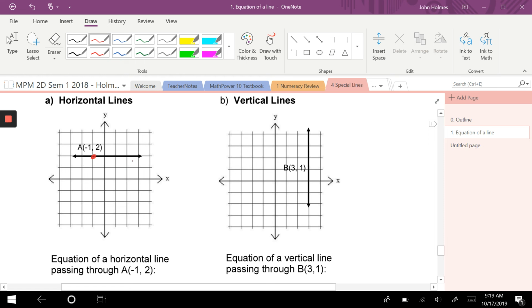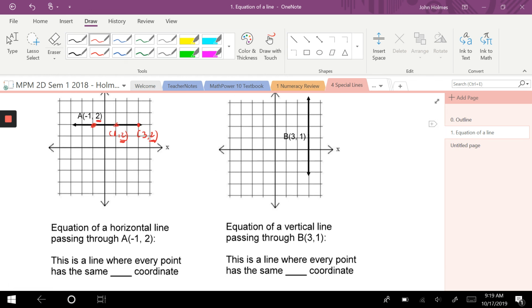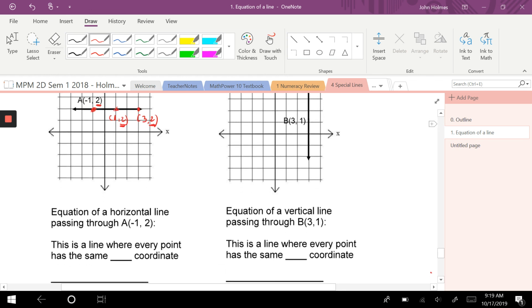What's the equation? Well, if I think about other points on that line, this would be (1, 2), right? And this would be (3, 2). Notice that in every case, the y always has a value of 2. So if I can't remember this, I do a quick sketch, I throw some points on, and I recognize that this is a line where every point has the same y coordinate, right? And what is the value of that y coordinate? y is equal to 2.